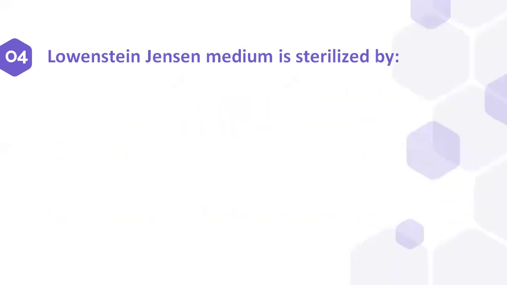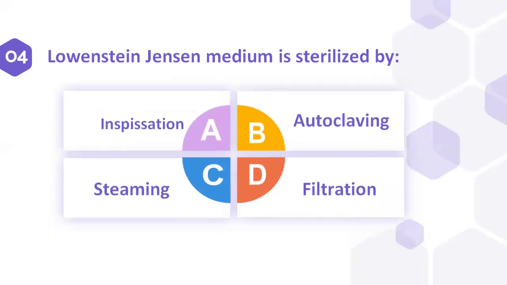Next question, Lowenstein-Jensen media, that is LJ media, is sterilized by option A inspissation, option B autoclaving, option C steaming, option D filtration. So what is Lowenstein-Jensen media? It is a selective medium for Mycobacterium tuberculosis. It allows the growth of only Mycobacterium tuberculosis. It is an egg-based medium. This is the only solid media which is prepared without adding agar-agar. Here egg acts as a solidifying agent.